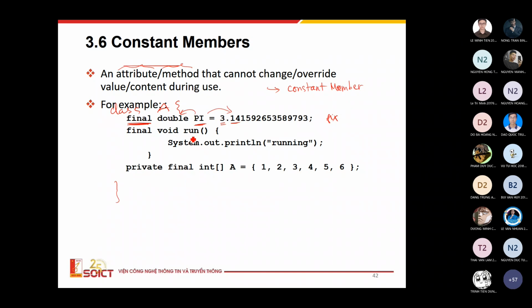The same for a method when you don't want to change or override this method, you will declare it as final, for example. For example, this is an attribute which is an array and you declare it final. That means later you cannot change it. No one can change the array.